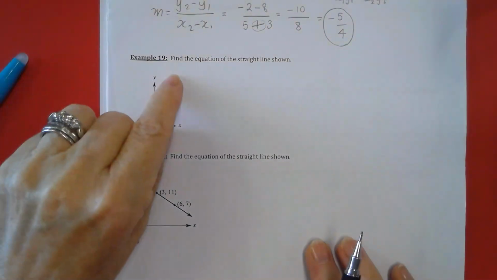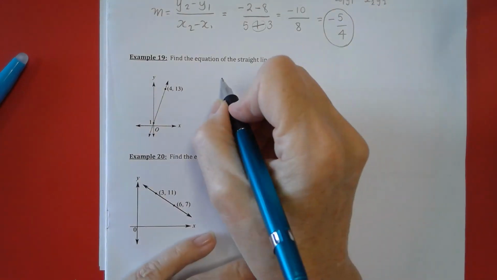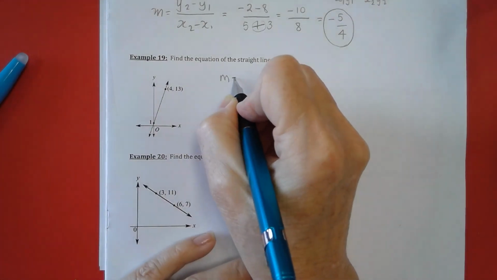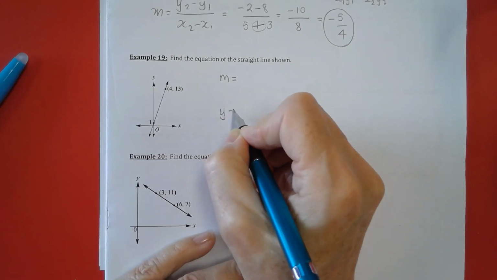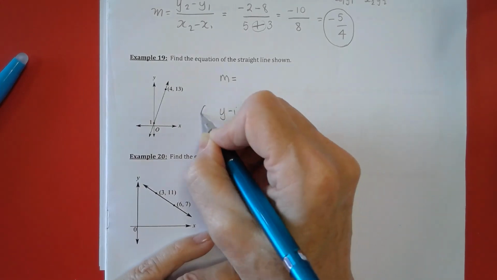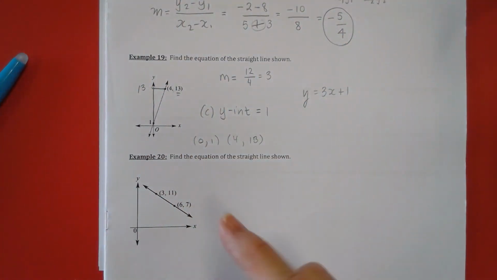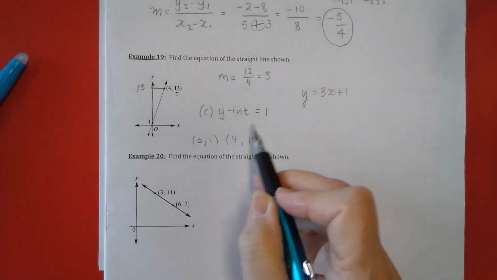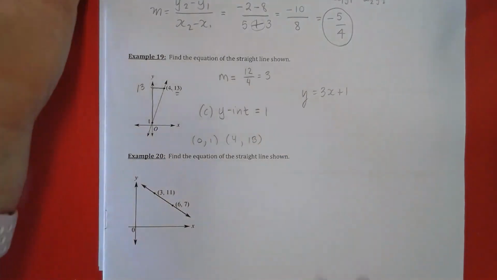Okay, find the equation of the line shown. Okay, so I think the first thing I have to do is figure out what the gradient is. And then I need to figure out what the y-intercept is, because that's the c, isn't it? Okay, I'm going to pause. Okay, so we figured out from 1 up to 13 is 12, and from 0 to 4 is 4, so that's the gradient, and the y-intercept, beautiful.